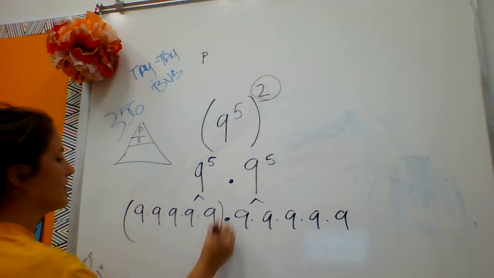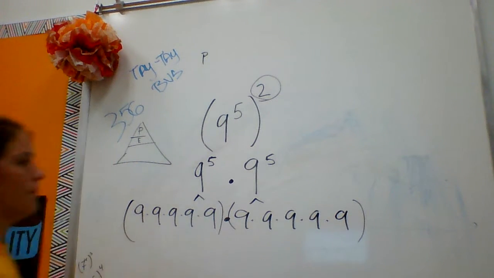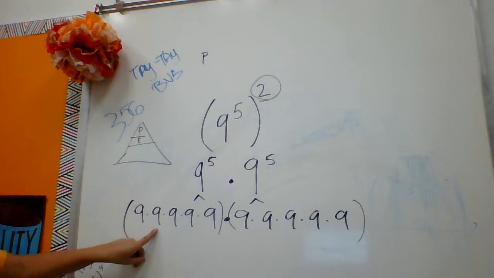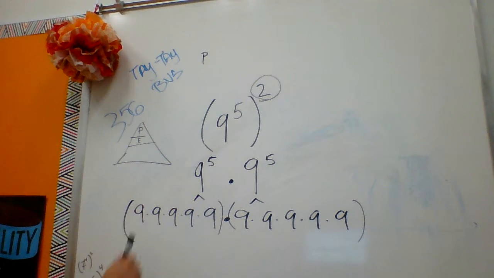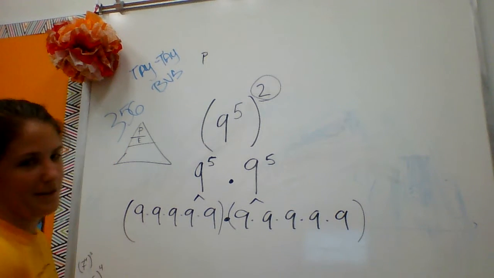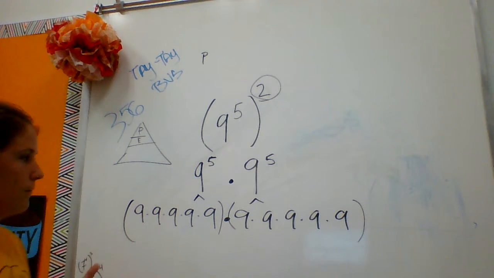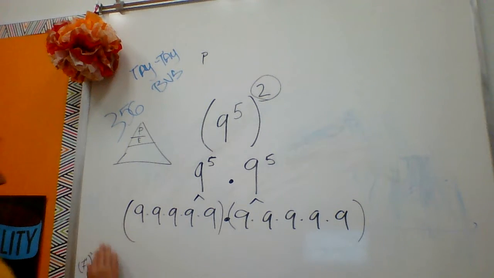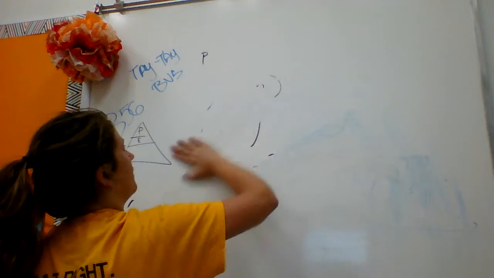So here's the first time we did it and the second time. Here's 9 to the 5th times 9 to the 5th, or 9 times 9 times 9 times 9 times 9 times 9 times 9 times 9, all the way to that. You may start to see a pattern. We're going to do another example like this if you're still a little confused, which is fine.